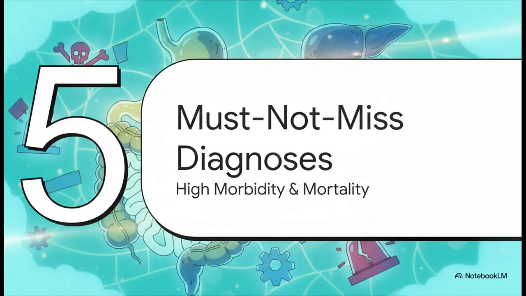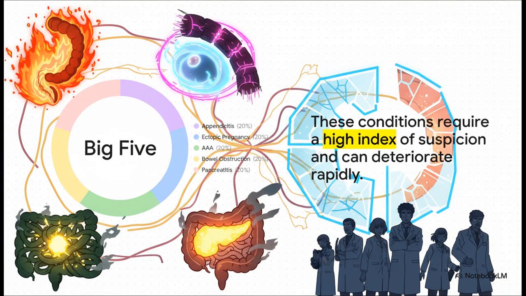Now, while that table covers the common things, there's a special list of diagnoses that are so dangerous we have to give them their own section. These are the ones where a misdiagnosis can have absolutely catastrophic consequences for the patient. These are the big five, the diagnoses you just cannot afford to miss. They all present a little differently, but they share one terrifying feature. They all have the potential for a rapid, catastrophic decline. So let's quickly go through why each one demands such a high level of suspicion.